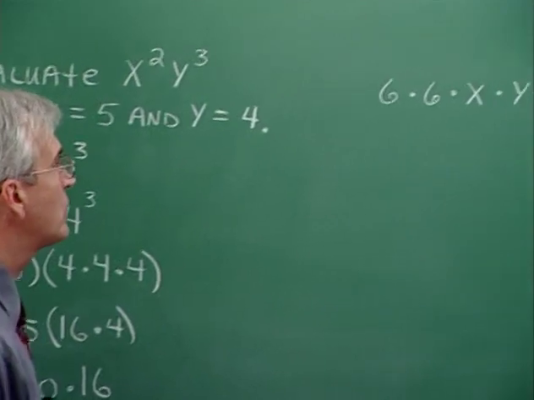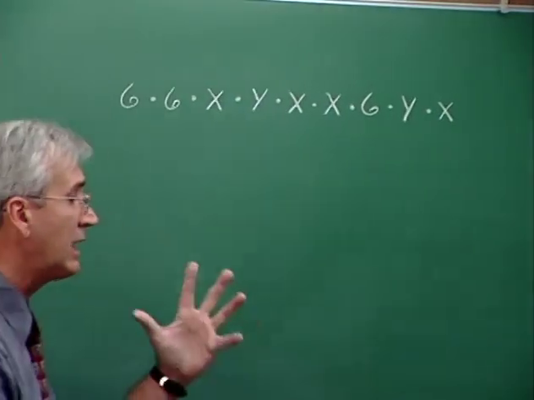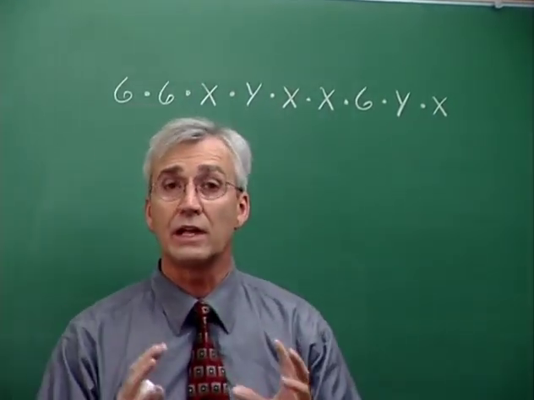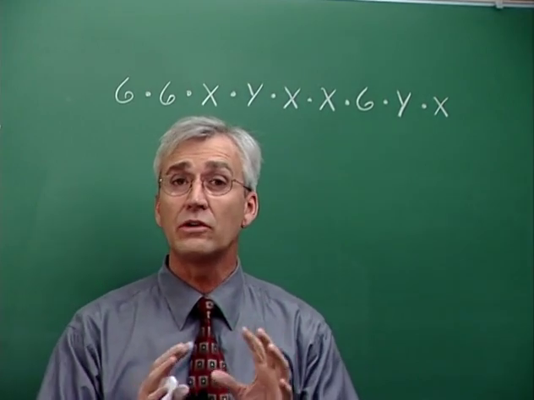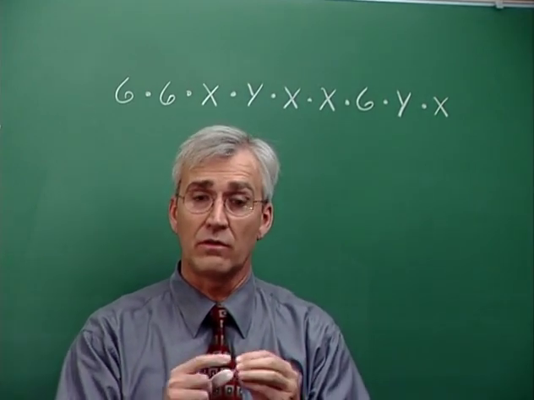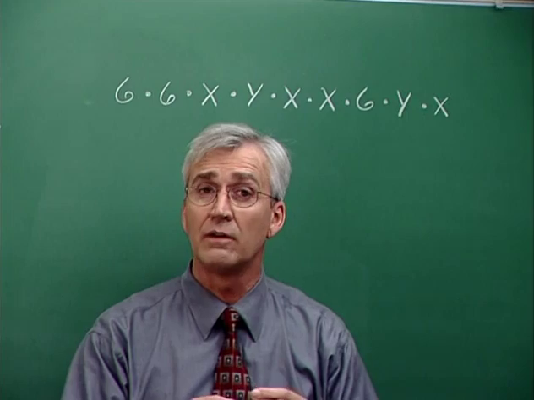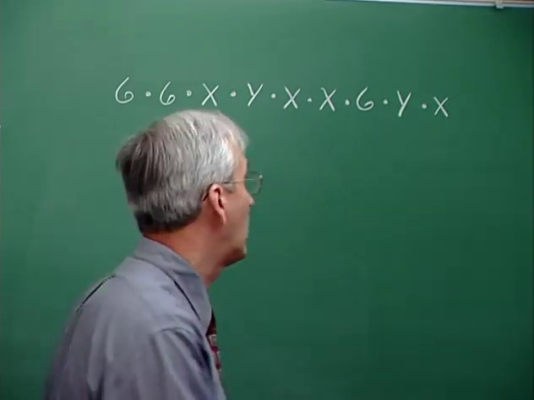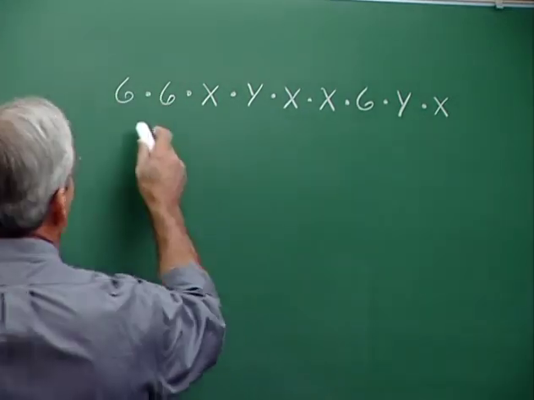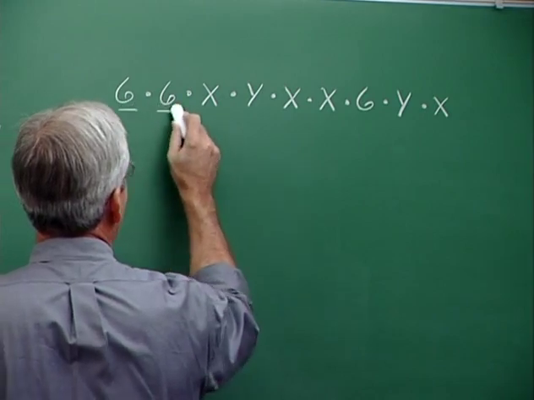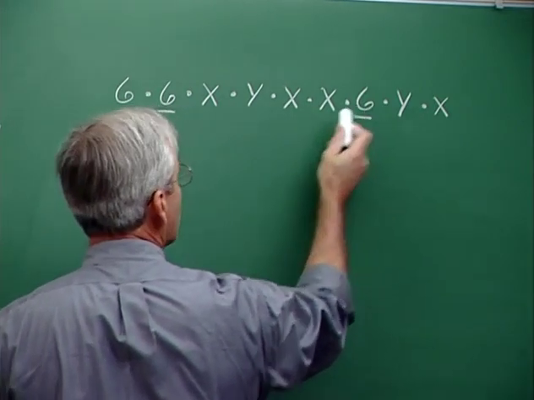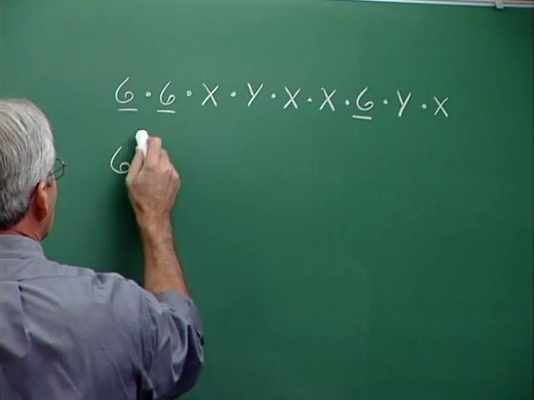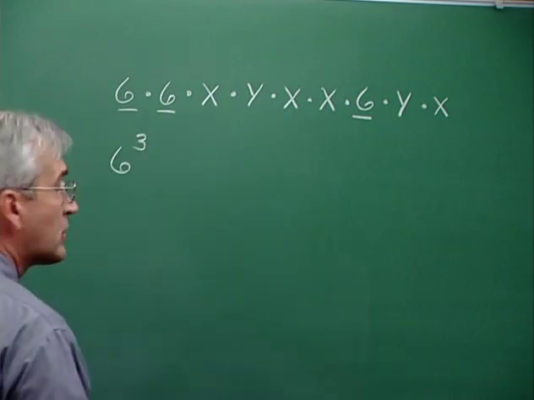Here's a situation where we want to take this expression and consolidate it using exponents. Now, all we're doing is looking for the multiple use of the particular factors that are involved. We see a string of factors. We see that 6 is used as a factor 1, 2, 3 times. So this is 6 to the third power, or 6 cubed.